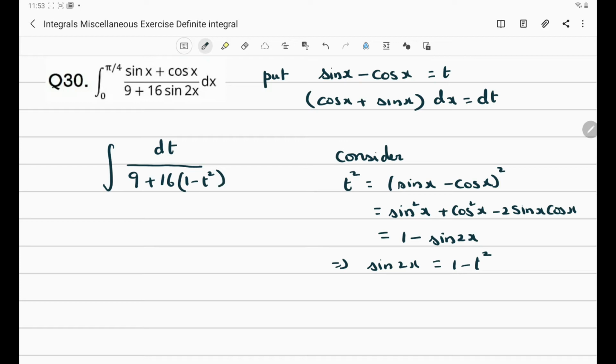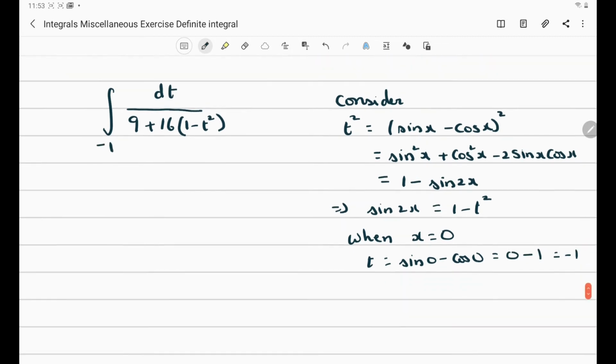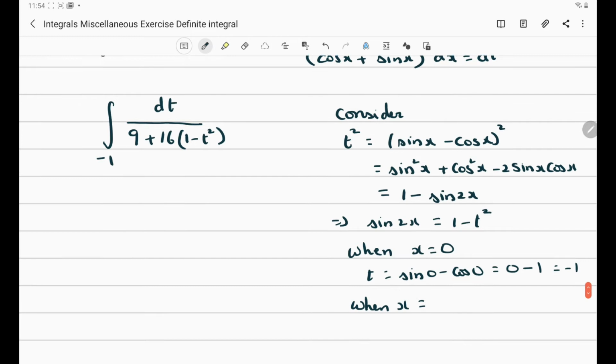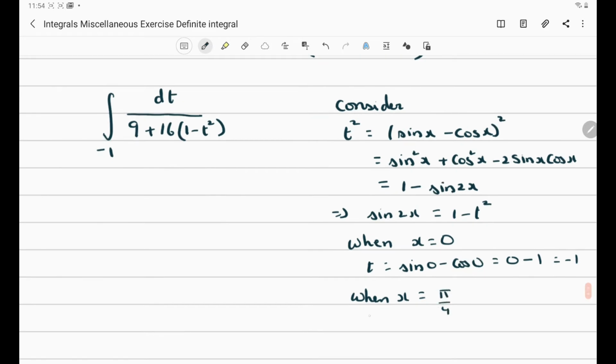Now let us see the limits. When x is equal to 0, the value of t is sin 0 minus cos 0, which is equal to 0 minus 1, is equal to minus 1. So the lower limit is minus 1. When x is equal to the upper limit, that is pi by 4, the value of t is sin pi by 4 minus cos pi by 4. So 1 by root 2 minus 1 by root 2 is 0. So we got the upper limit as 0.